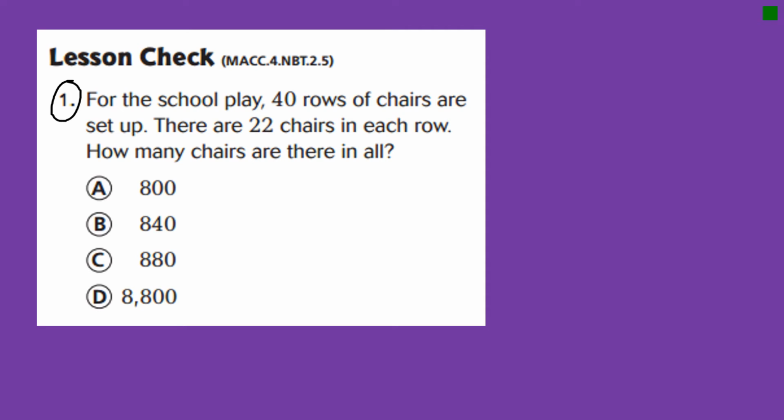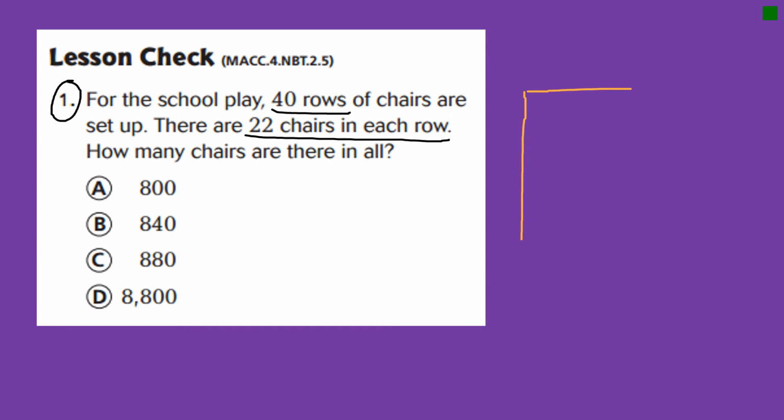All right, so now let's look at the lesson check. Right in here, number 1. For the school play, 40 rows of chairs. Oh, now we're on the back of the page, guys. Sorry. Turn your paper over to the back of the page. Okay? All right. For the school play, 40 rows of chairs are set up. There are 22 chairs in each row. How many chairs are there in all? Now, you guys have done quite a few problems about chairs being set up in auditoriums, haven't you?